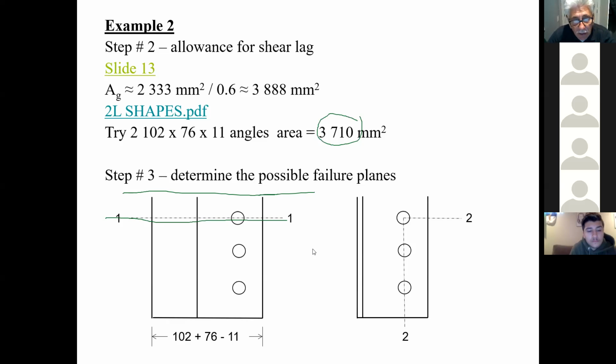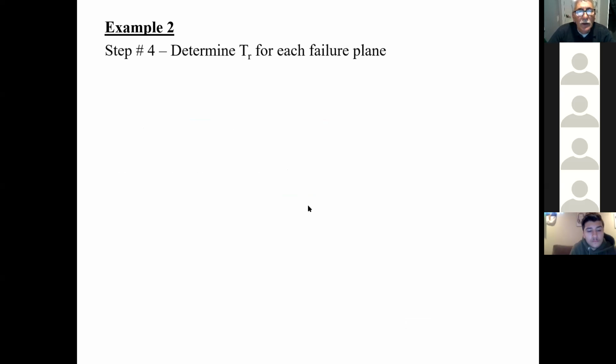We have to start calculating our net areas and using the equations to see what our TR value is for failure plane number 1 and failure plane number 2. So, guys, clear all drawing. Go back to the mouse. So let's start with failure plane number 1. Determine TR for each failure plane.